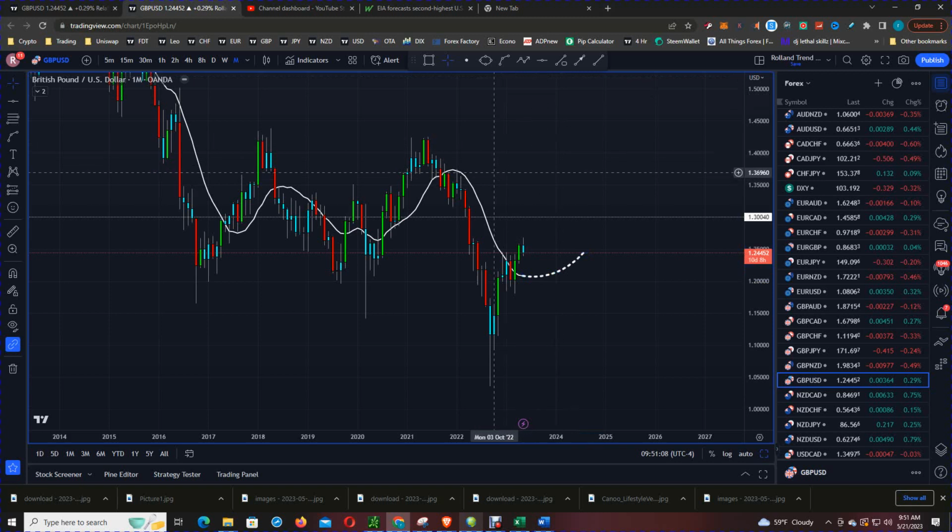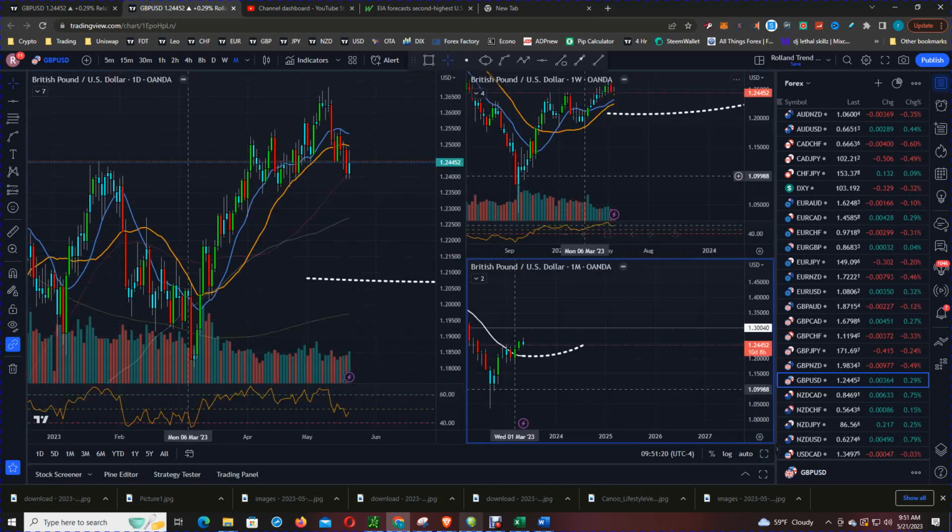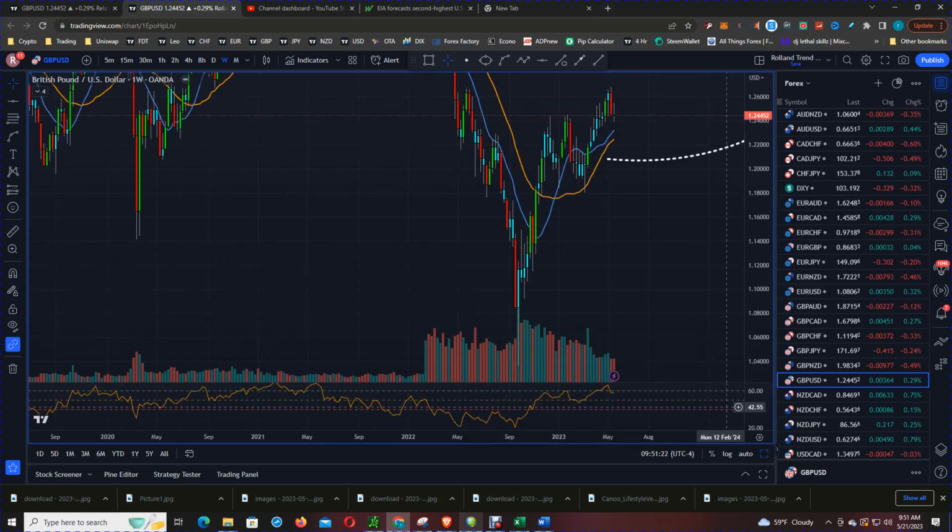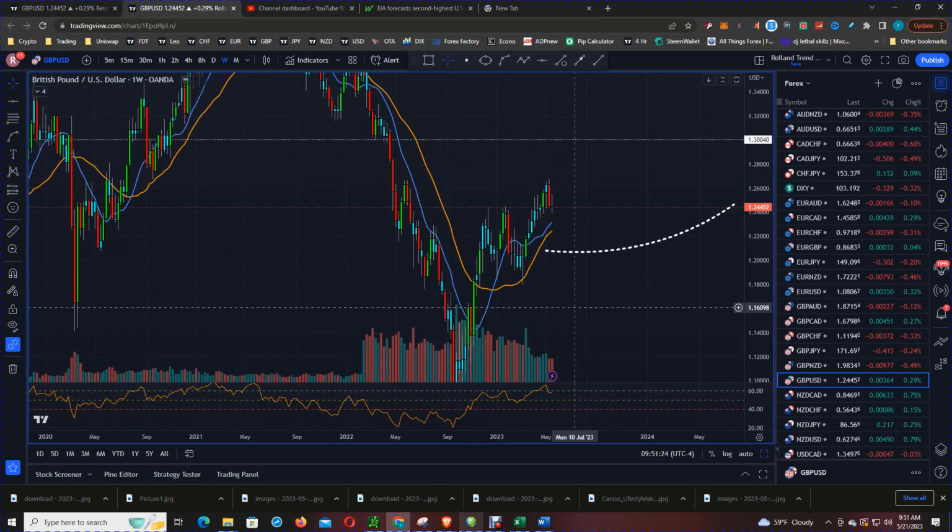Dotted line. Okay. So that's the projected trajectory of the 13 simple moving average moving forward. All right, let's go down to the weekly chart. All right, so that's where there are sellers waiting for price.